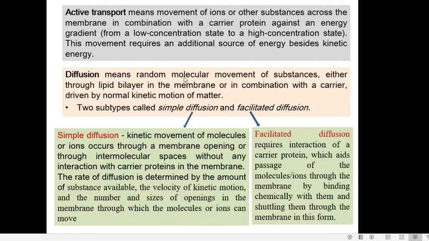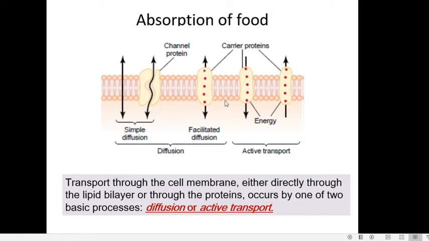Another difference is, for active transport, there is always the requirement of a molecule called a carrier. Active transport always requires a carrier, which is usually a protein molecule present in the lipid bilayer of the cell membrane. Whereas there are two types of diffusion. One is called simple diffusion and the other is called facilitated diffusion.